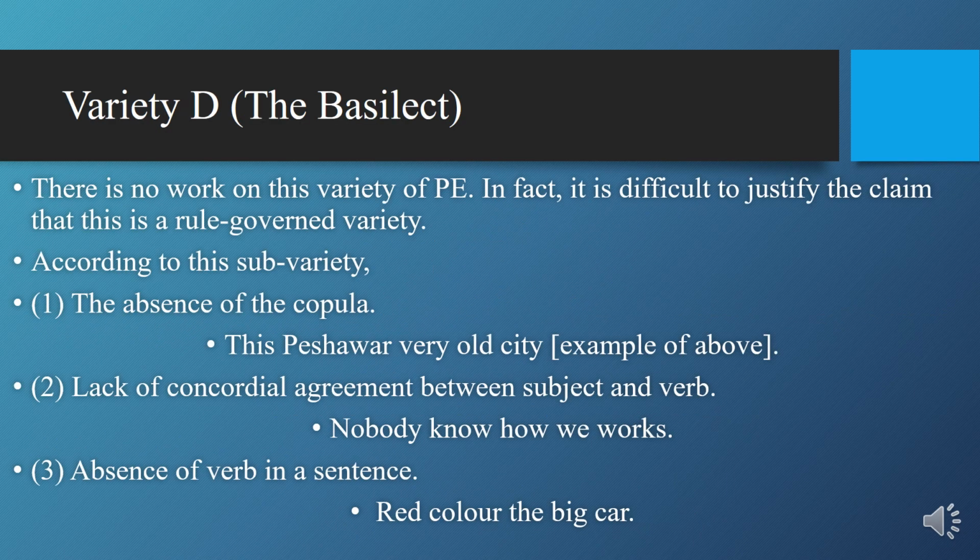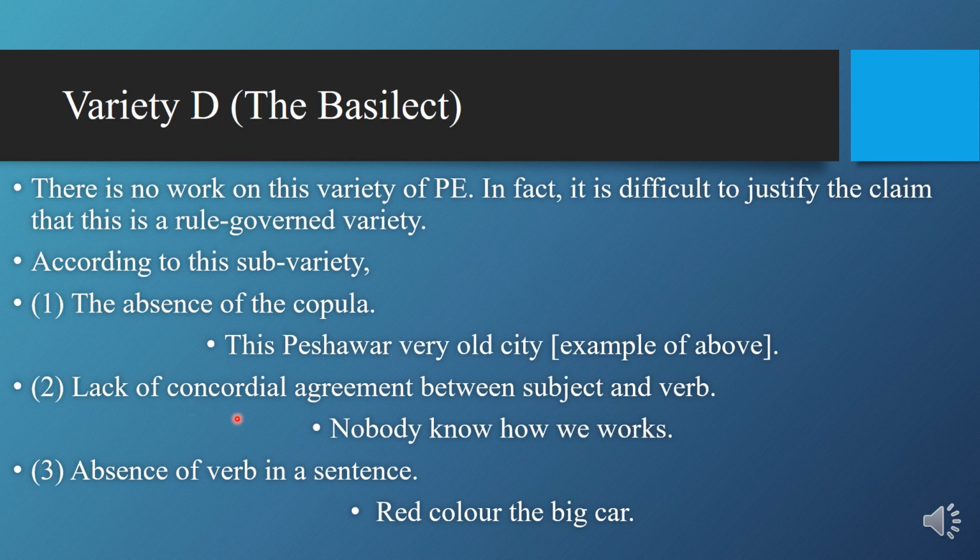Variety D, basilect. There is no work on this variety of Pakistani English. In fact, it is difficult to justify the claim that this is a rule governed variety. According to this variety, there is the absence of the copula. Copula relates to the linking verb or the auxiliary verb that is missing in Pakistani English. For example, this Peshawar, very old city. Here is the missing of the helping verb or the linking verb.